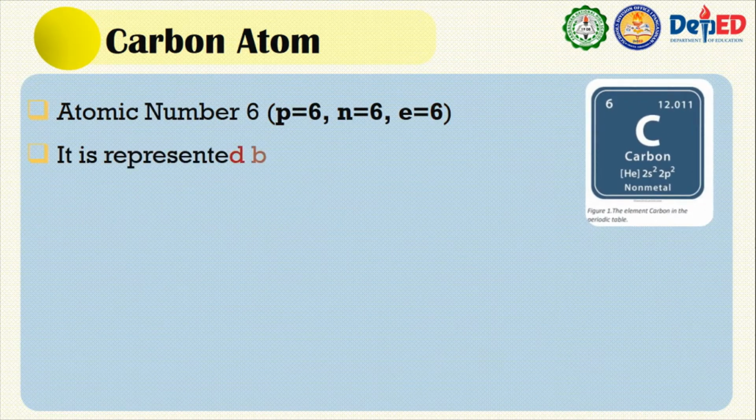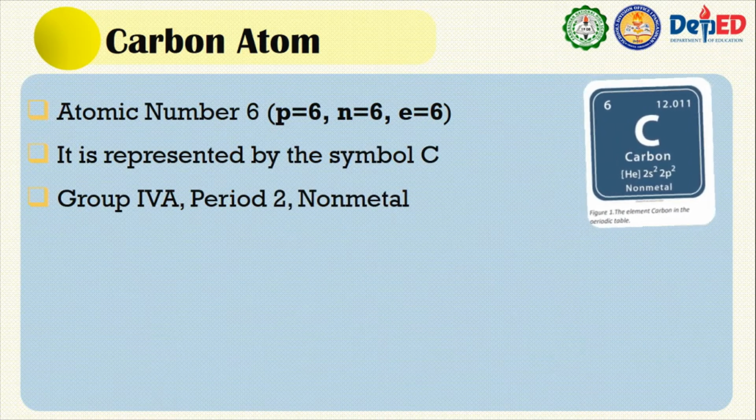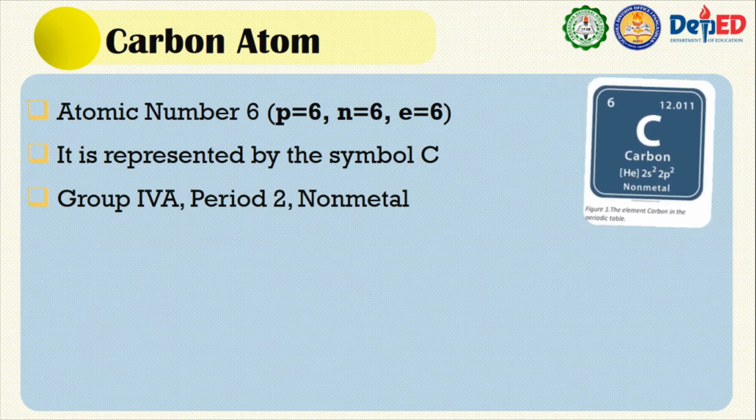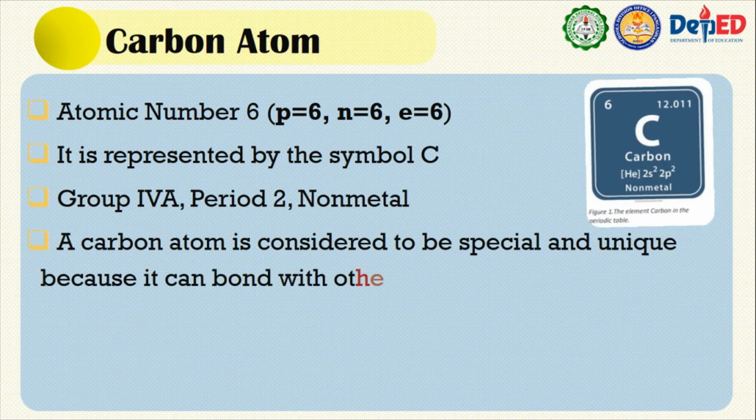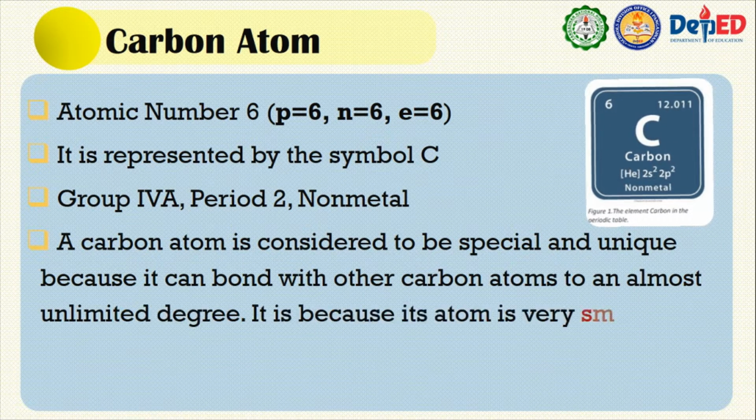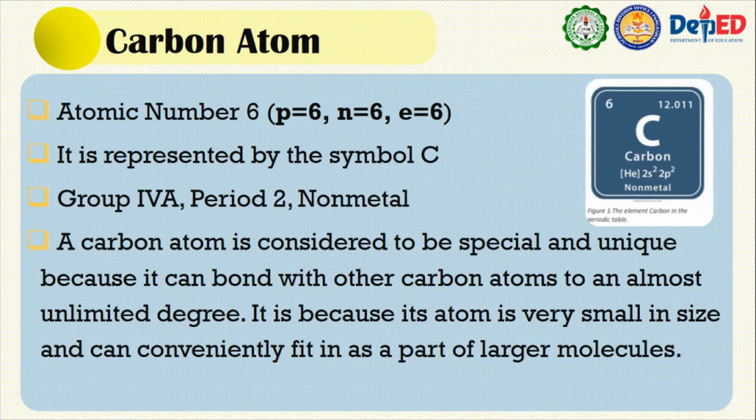The atomic number of carbon is 6, meaning it has 6 protons, 6 neutrons, and obviously 6 electrons. It is represented by the symbol capital letter C. Carbon is found under group 4A, period 2, and is a nonmetal. The carbon atom is considered special and unique because it can bond with other carbon atoms to an almost unlimited degree. It is because its atom is very small in size and can conveniently fit in as a part of larger molecules.